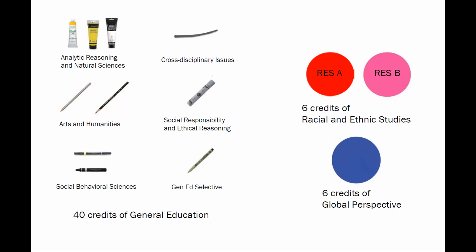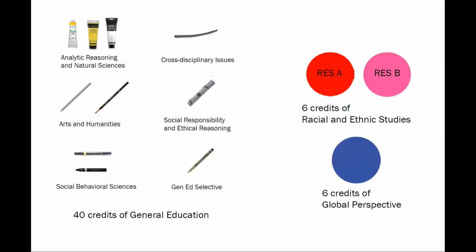So on the left-hand side, we have our 40 credits of general education, and we have art materials that are used in representing these requirements. The communication English is not on here because that is already prescribed for you: you take English 101, English 102, and the communication studies class for 9 credits. The other areas, you have some choices.